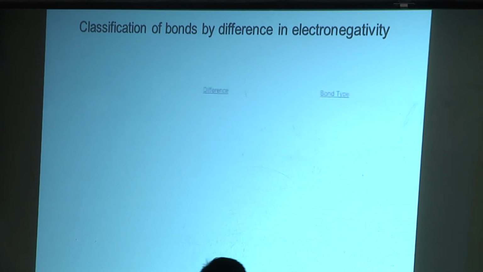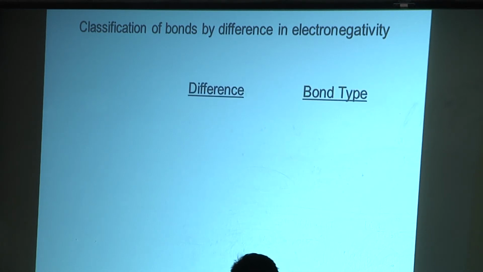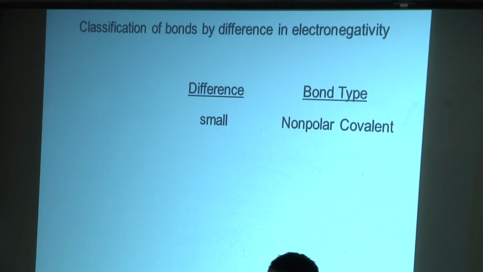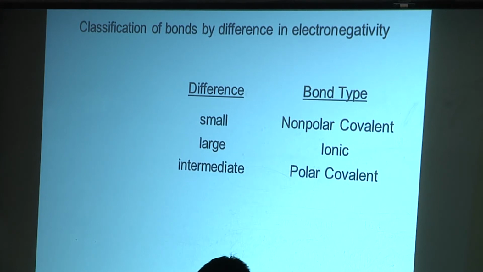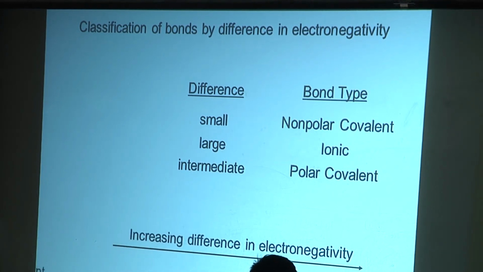And so we're going to say if the difference in the electronegativity between the two elements is small, the bond is going to be covalent or nonpolar covalent. If this difference is big, it's going to be ionic. And if the difference is intermediate, it's going to be polar covalent. It's the difference in electronegativities between the two atoms or the two elements in the bond.